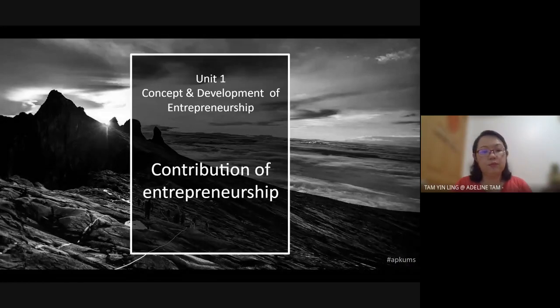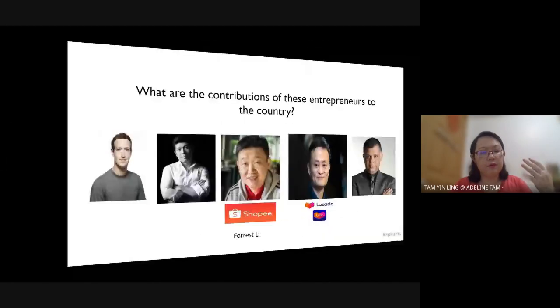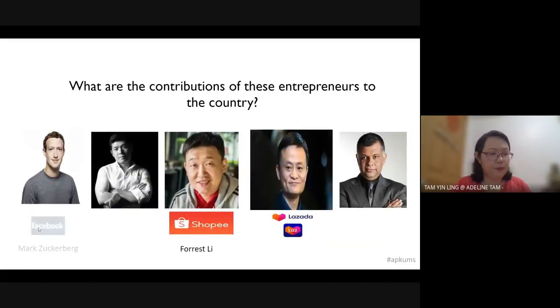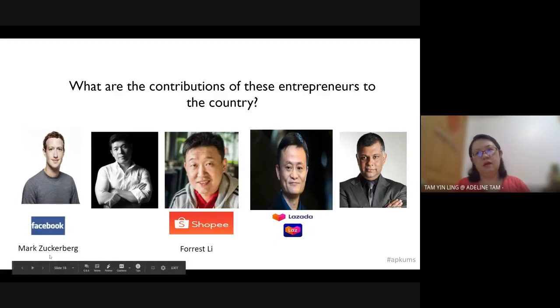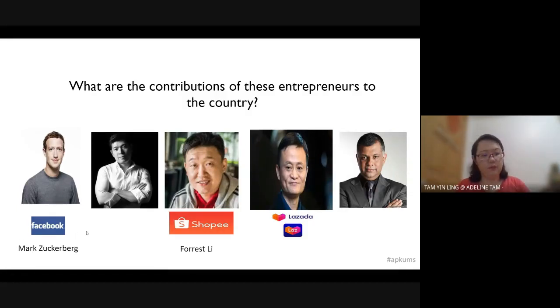Okay, so what are the contributions of entrepreneurship? Look at this. Entrepreneurship by people like, for example, Mark Zuckerberg. He created Facebook. Facebook is a very important social platform today, especially for people in many countries like Malaysia. Many of us are still using Facebook, even though I know some of you already prefer to use Instagram, but Facebook is still an option.